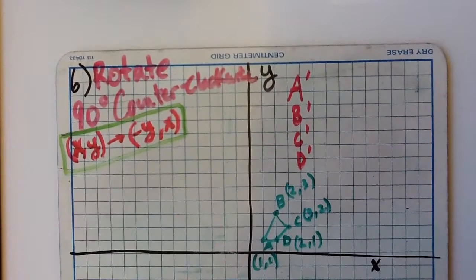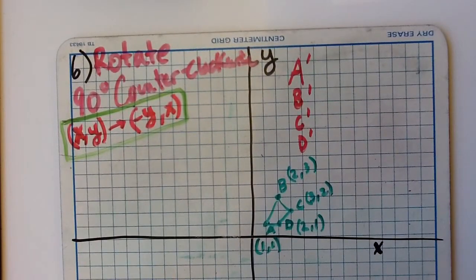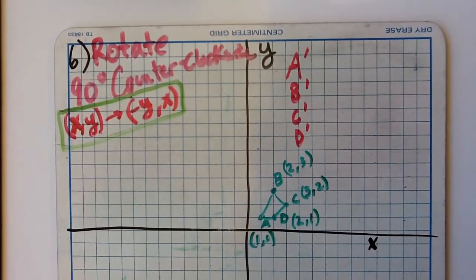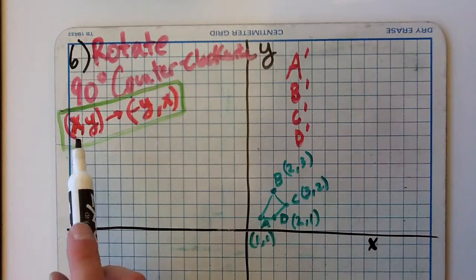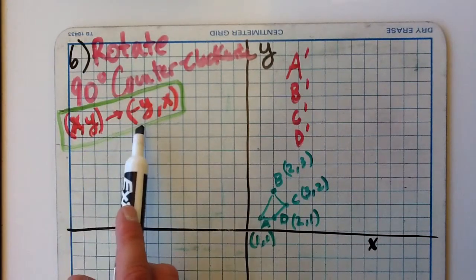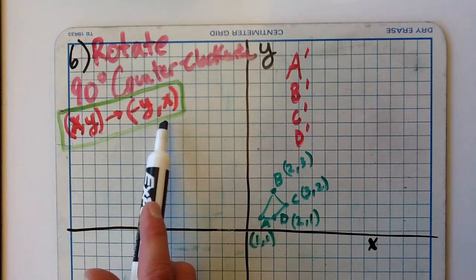Finally, number 6 is the last example that I'll do on 9.3 worksheet 1. We're going to rotate this figure ABCD. We're going to rotate that 90 degrees counterclockwise. So our rule for that, counterclockwise 90 degrees, is to take the XY coordinate and make it negative YX.